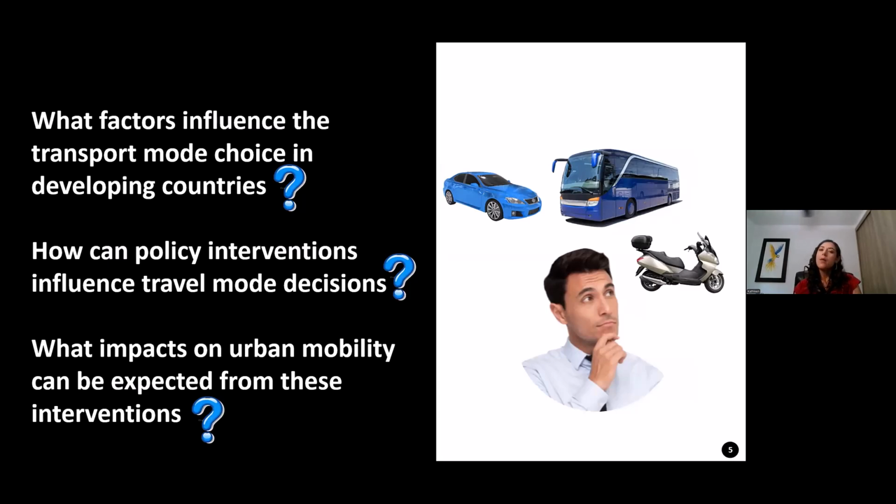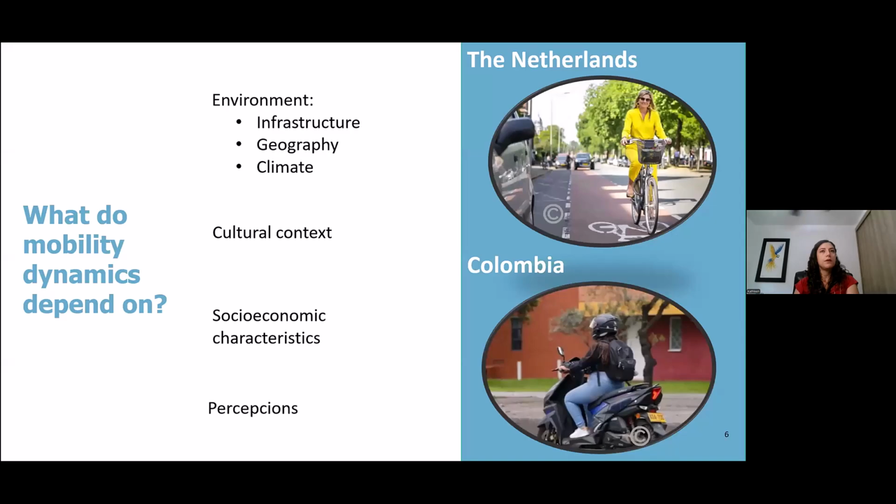So we were interested in knowing how people make decisions about transport modes, what factors influence that decision, and whether through policy interventions we could influence those decisions, and in the end, what the impacts of these interventions on the system could be. We thought that ABM could be a good approach to answer these questions.